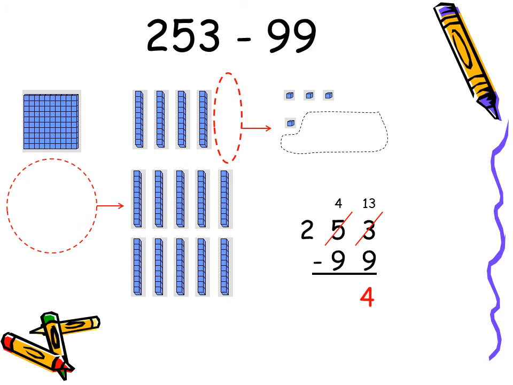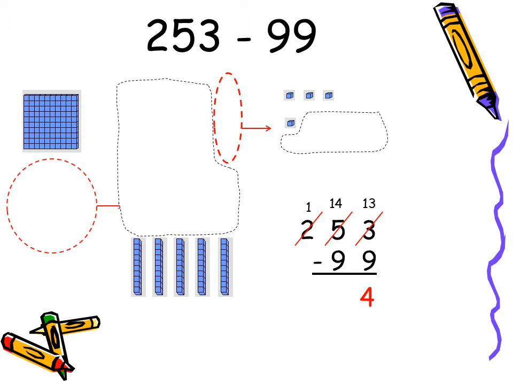And now I have 100 and 14 tens. So now I can say 14 tens minus 9 tens would leave me with 5 tens. And notice I still have my one group of 100. So 253 minus 99 is 154.